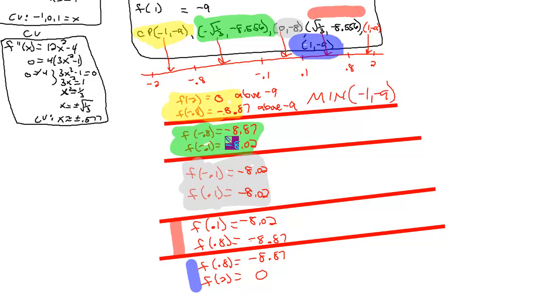-1 and -9. This is comparing this to negative 8.556. This is below. This is above. It makes this an inflection point.